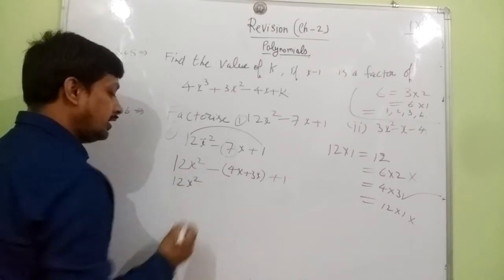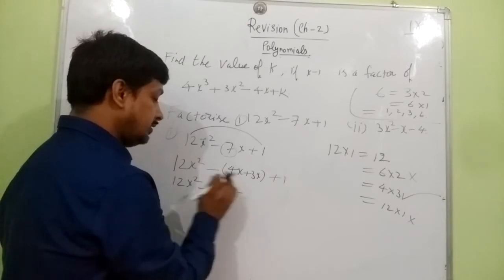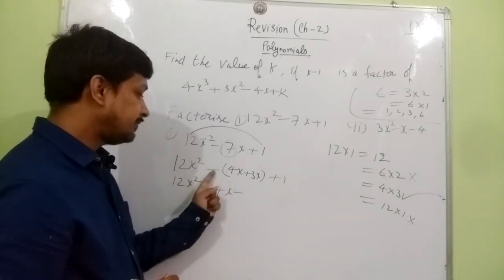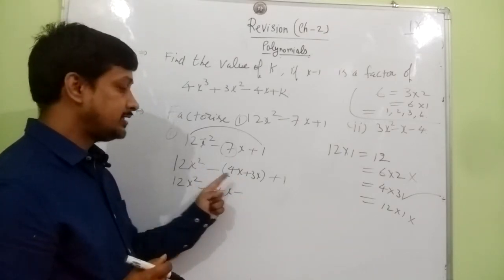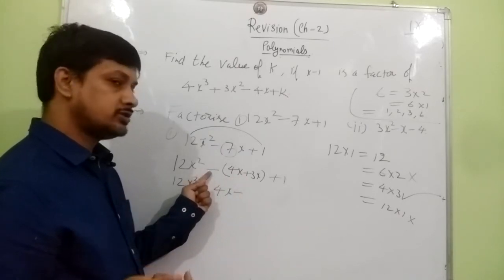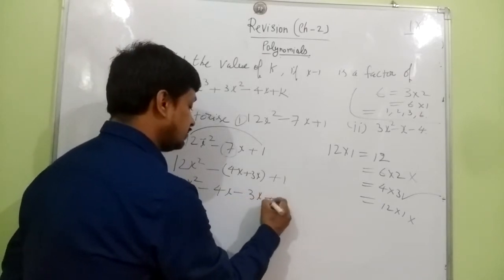Now, if you just open the bracket, the sign will be changed because the negative sign is outside. Minus plus minus, and minus plus minus. Whenever the negative sign is outside, the sign will always change. If it was a positive sign, then no problem, it will be the same. So here it will be 3x plus 4.